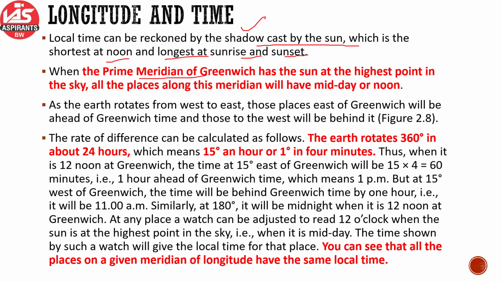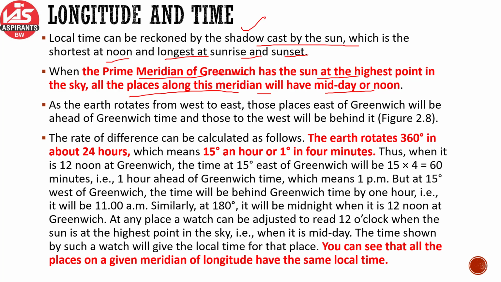Now the prime meridian of Greenwich has the sun at the highest point in the sky, and all the places along this meridian, at that point of time when the sun is at the highest point in Greenwich, will have midday or noon, right? Any place can be guessed like that. If the sun is overhead, it is midday or noon.